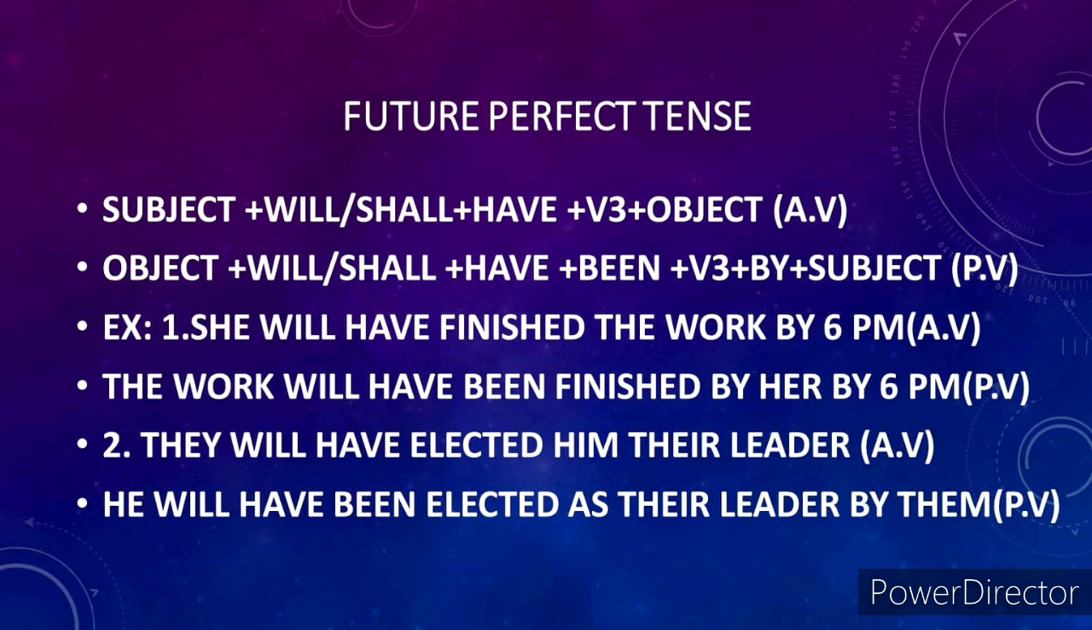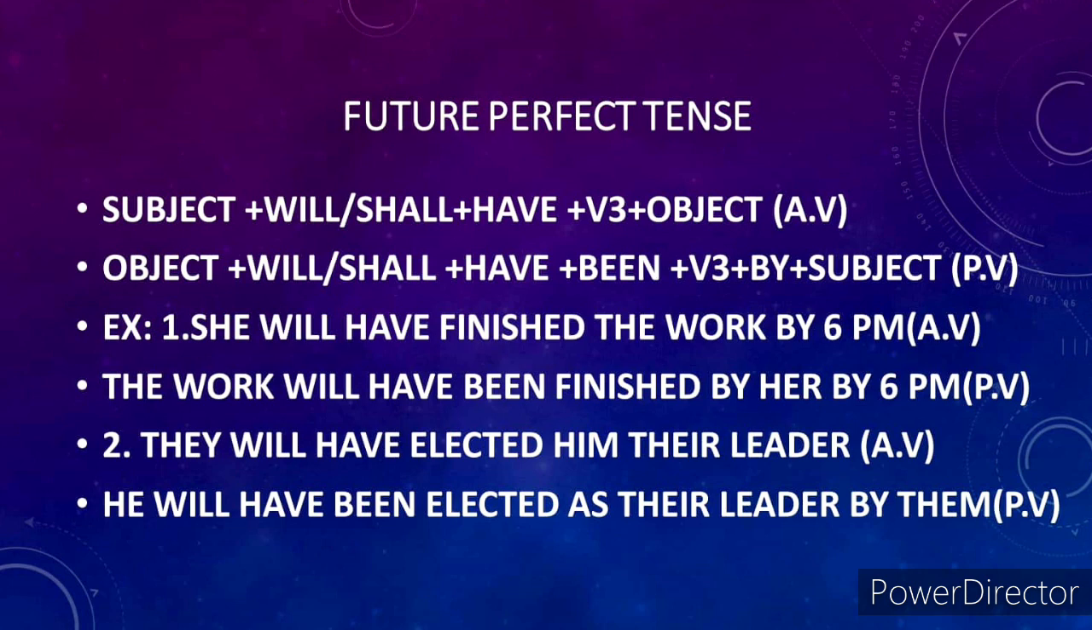The work is the object, it will become the subject. The work will have plus been plus V3 form finished plus by is the preposition. She will become her, by 6 p.m. Here there is no change in by 6 p.m. It's a passive voice. The work will have been finished by her by 6 p.m. It's a passive voice.